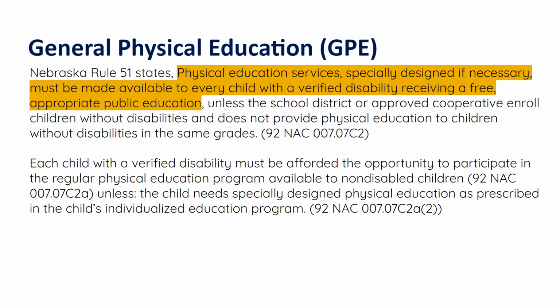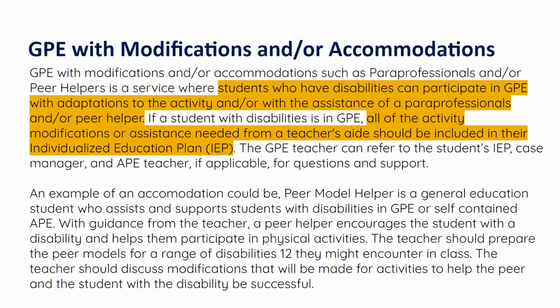So we just want to remember that if it is specifically designed, if necessary, it must be available to every child with a verified disability receiving a free, appropriate public education. And in order to meet FAPE, we have to offer to students with disabilities the same that we offer to their peers. So if physical education is 3 days a week, the student needs to be involved in physical education 3 days a week. Now they can participate in their general physical education course with modifications or accommodations.